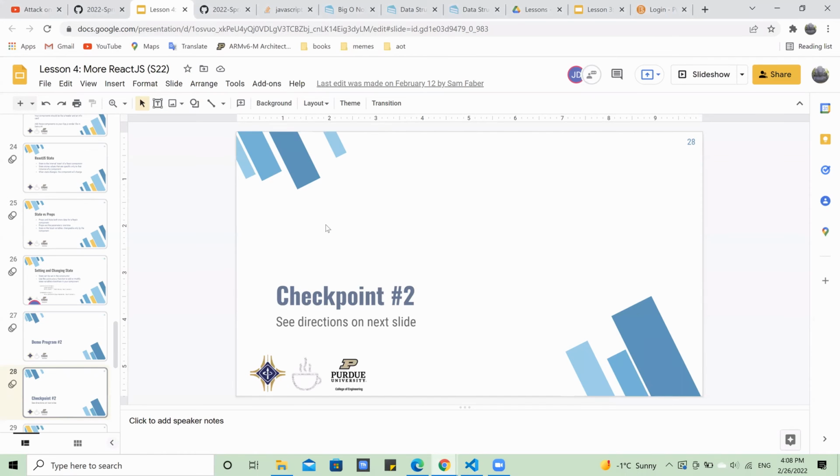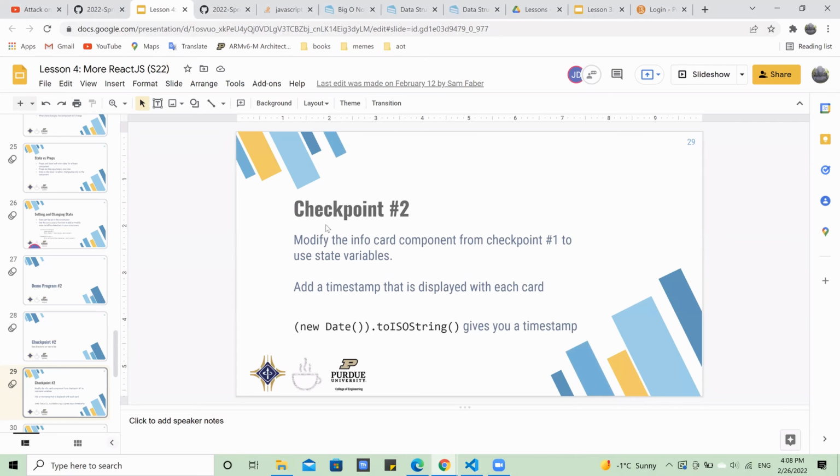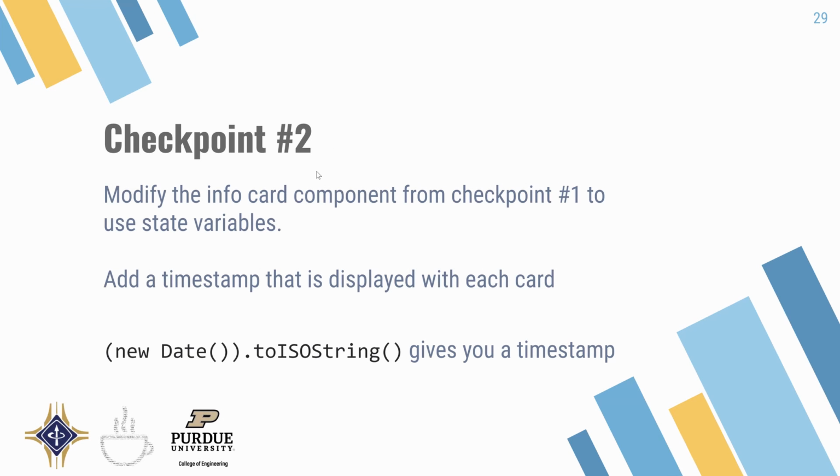All right, so let's move on to checkpoint number 2. In this checkpoint, you're just going to be modifying the component you created in checkpoint 1 so that it includes state variables. And we would like you to add a timestamp with each card. So again, this is the function that was used. Just look at demo 2 for what's happening and add in a timestamp. Okay, so I'm assuming y'all are done. If anybody isn't, feel free to ping us up in chat or something, and we'll definitely help you out.